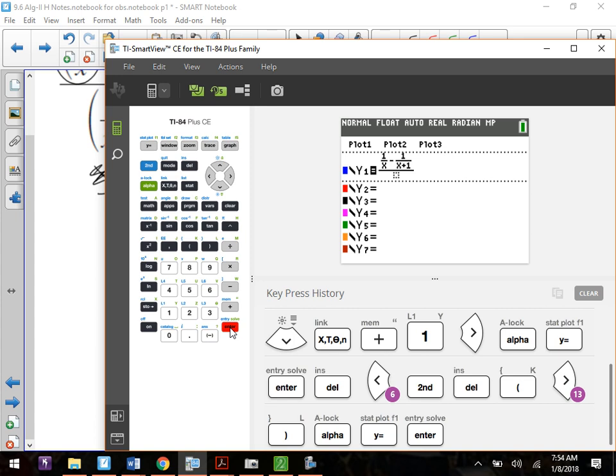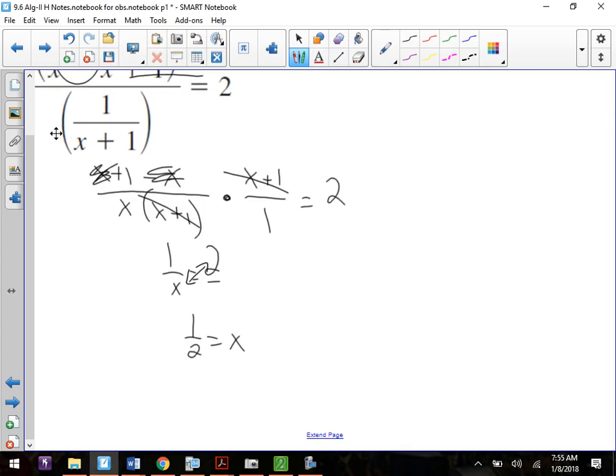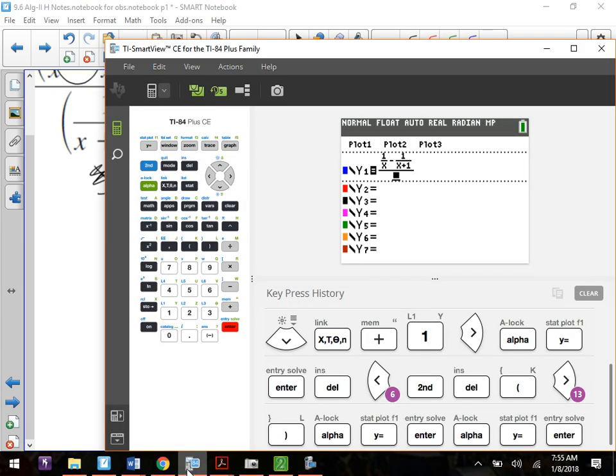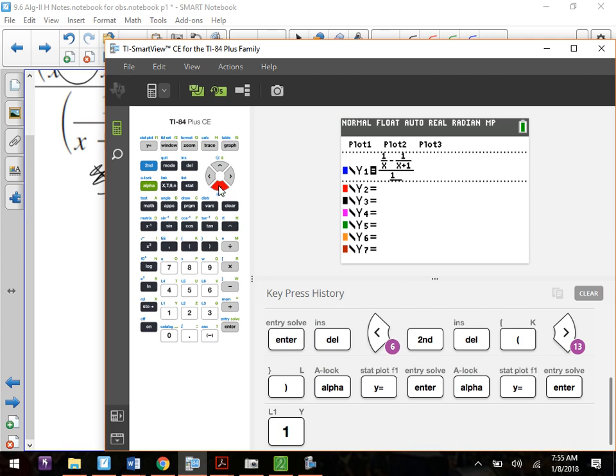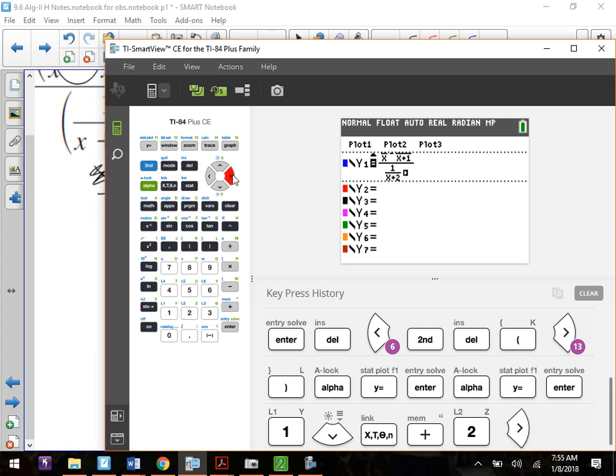And then the second part, if I hit alpha y equals, it's just because I only have one fraction for the denominator. If there were two fractions, I would use parentheses. Since there's just one, I don't need to. I just hit another alpha y equals, and I can create the denominator. The denominator was 1 over x plus 1.